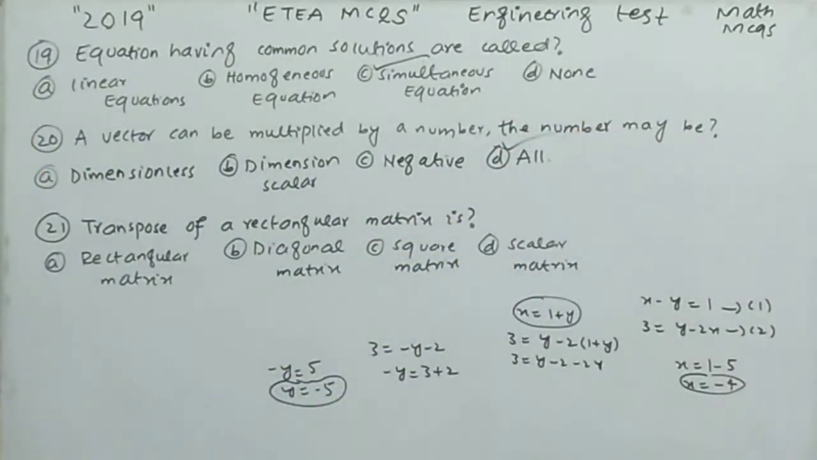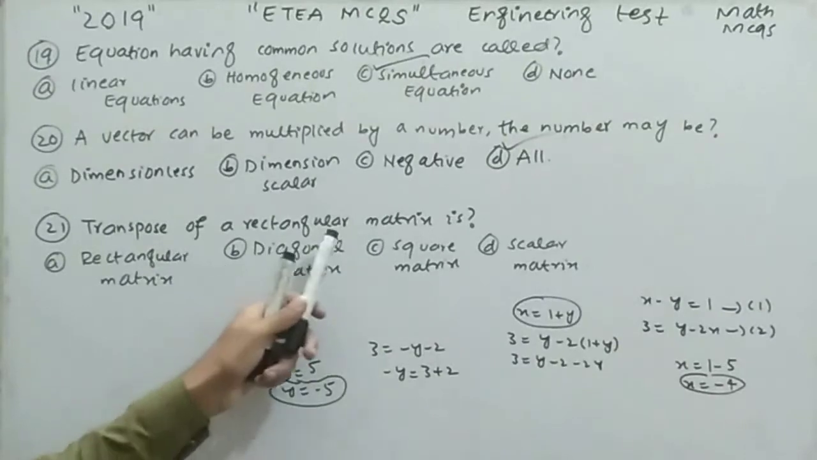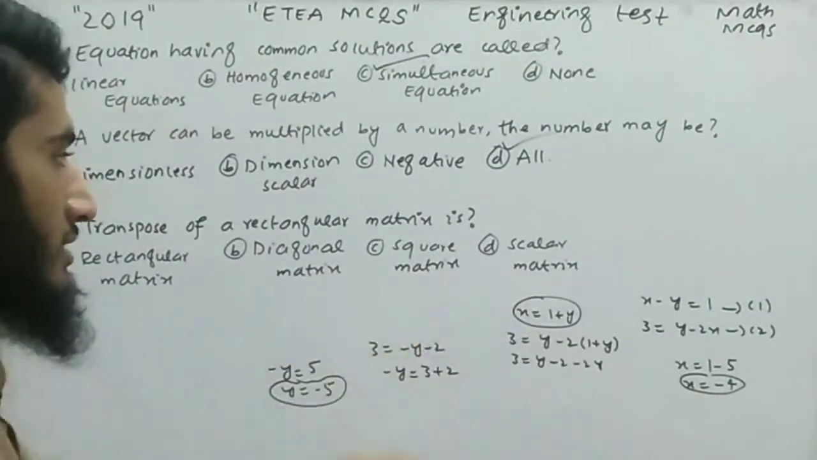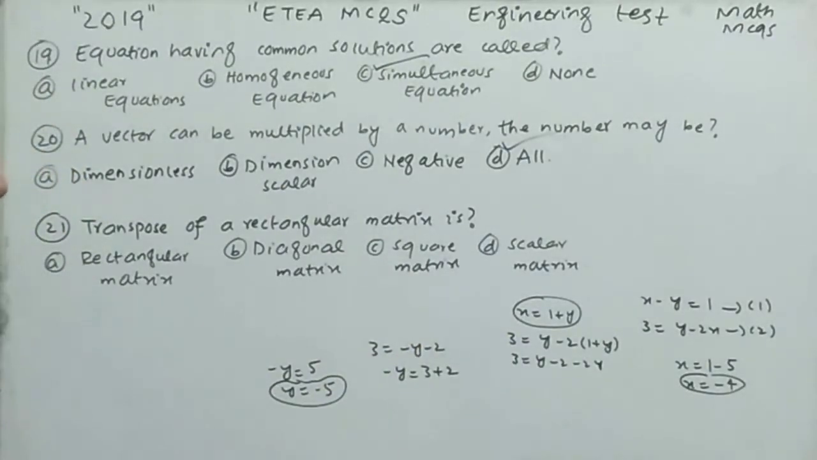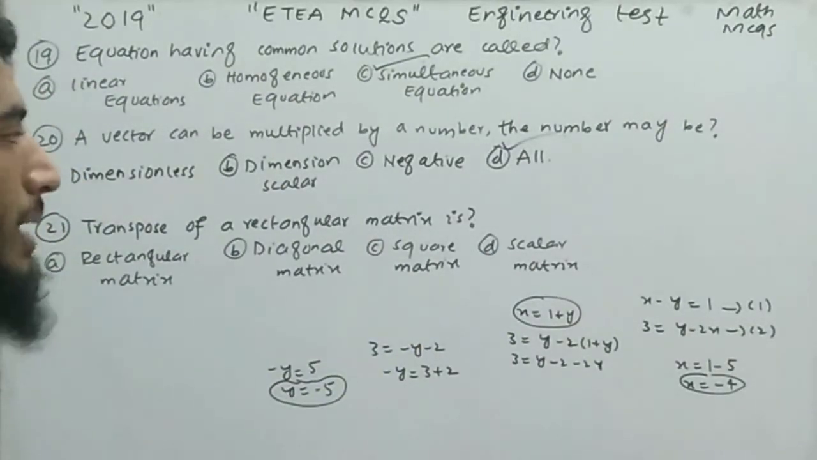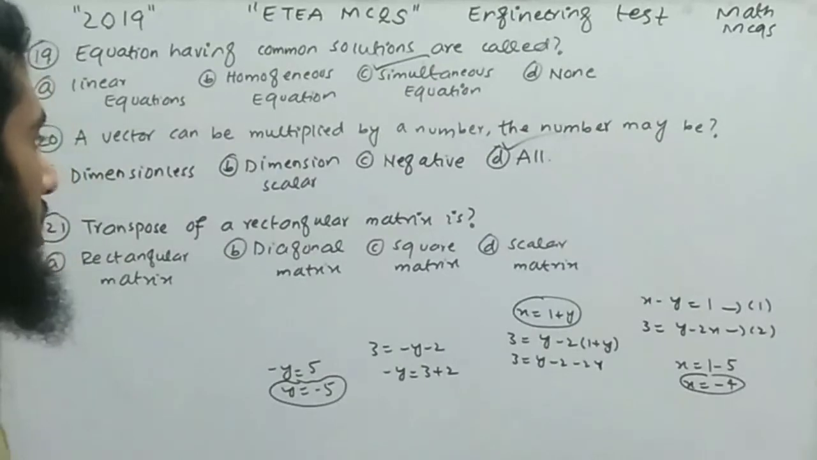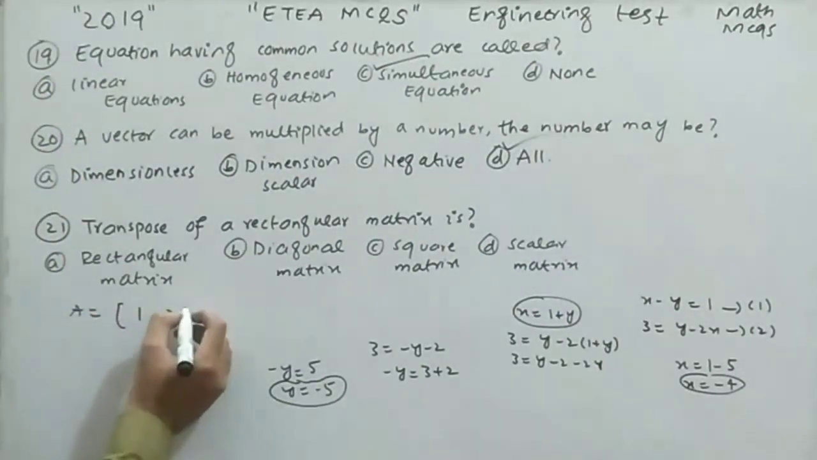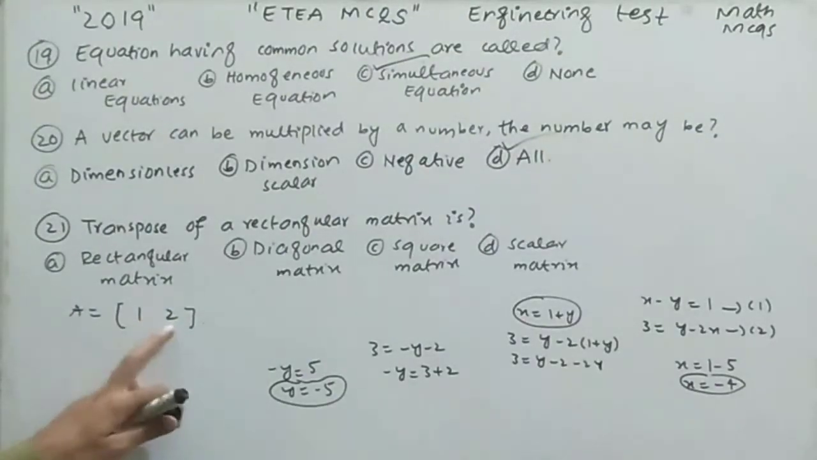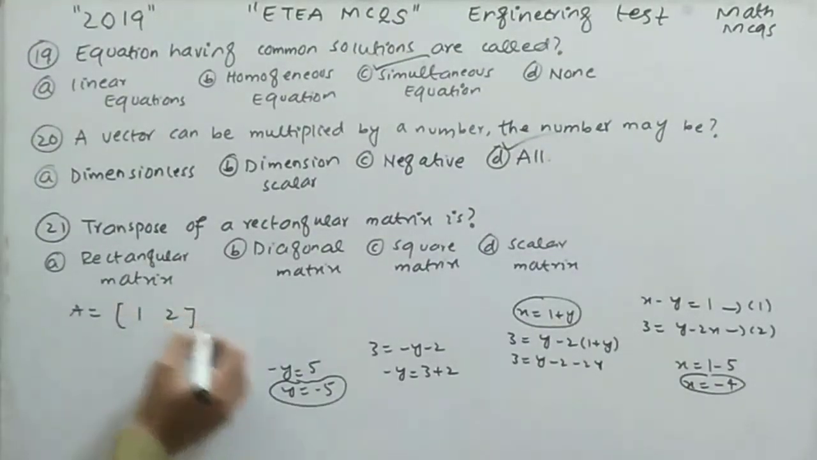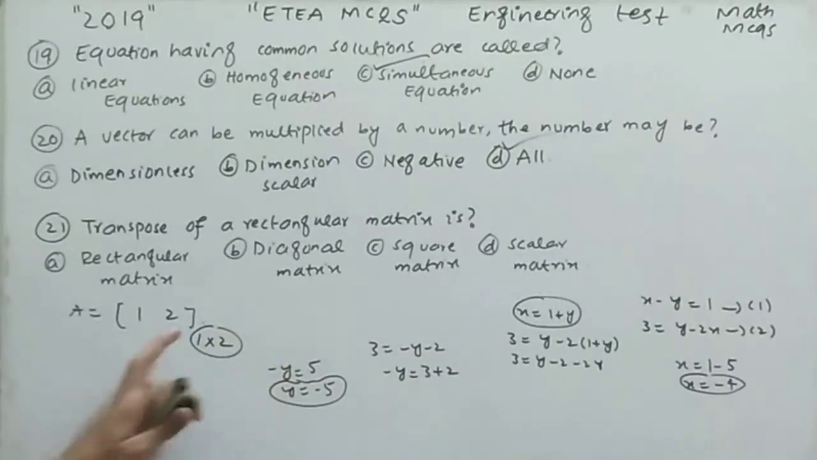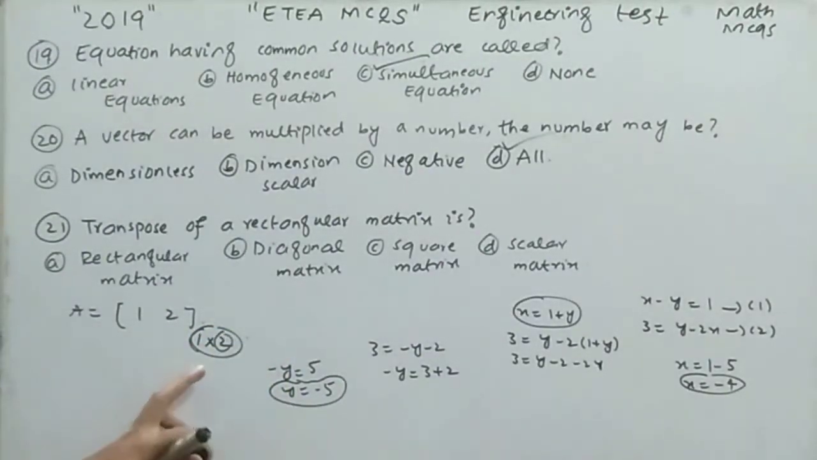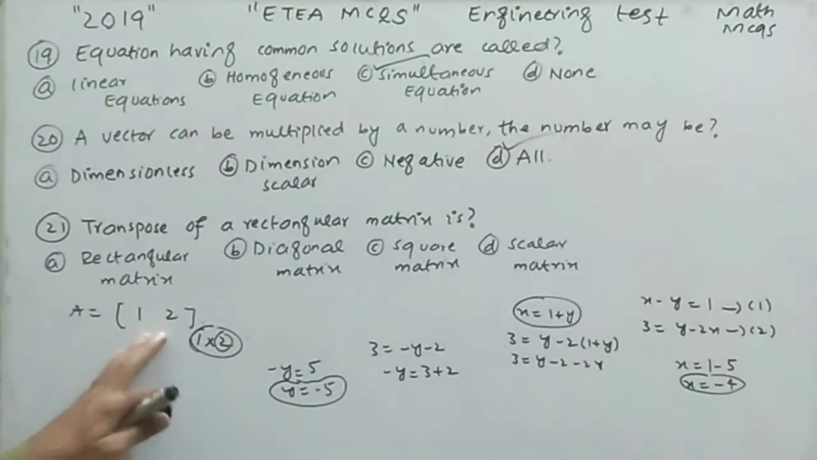Move to the next MCQ. It tells that the transpose of a rectangular matrix will be: rectangular matrix, diagonal matrix, square matrix, scalar matrix. Remember that rectangular matrices are those in which the number of rows and columns is unequal. Let's suppose we have a matrix A equal to [1 2]. The order of this matrix is 1 row and 2 columns, so the order is 1 by 2. This is not equal, so this matrix is rectangular.